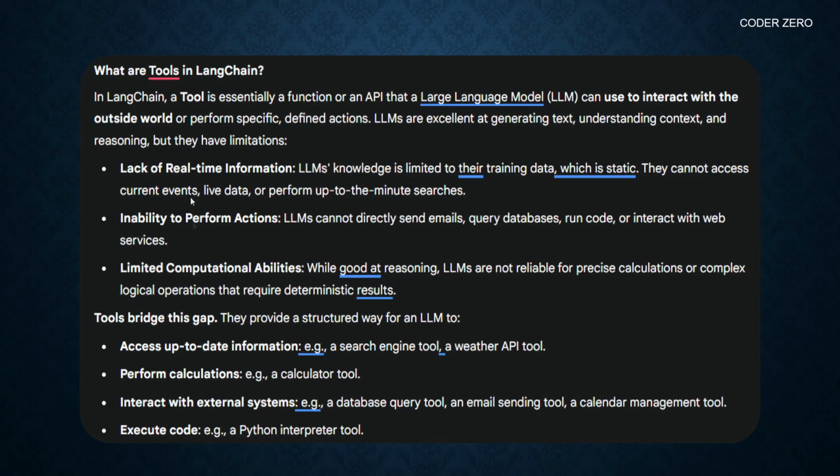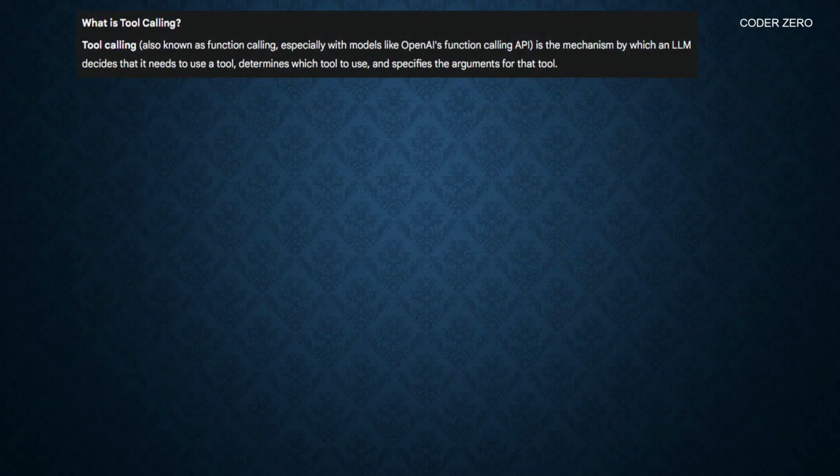To give these kinds of abilities to an LLM, we have tools. A tool is essentially a function or an API that a large language model can use to interact with the outside world or perform specific defined actions. So basically, with the help of a tool, an LLM can perform actions. And what is tool calling then? Tool calling is the mechanism by which an LLM decides that it needs to use a tool, determines which tool to use, and specifies the arguments for that tool.